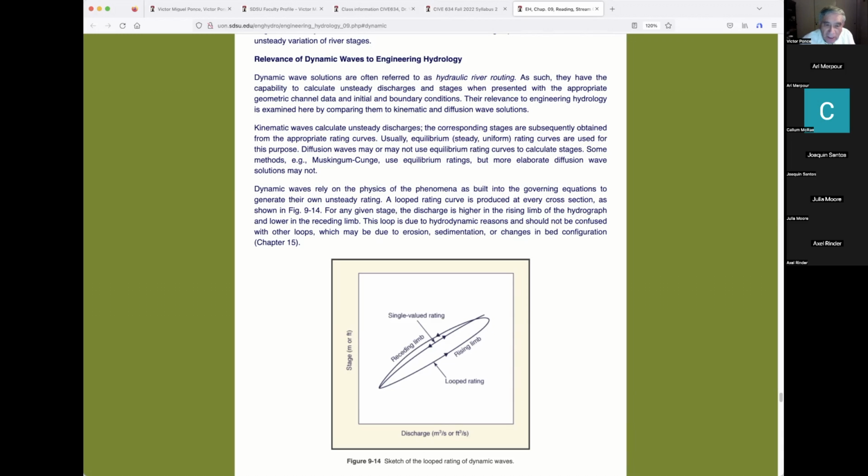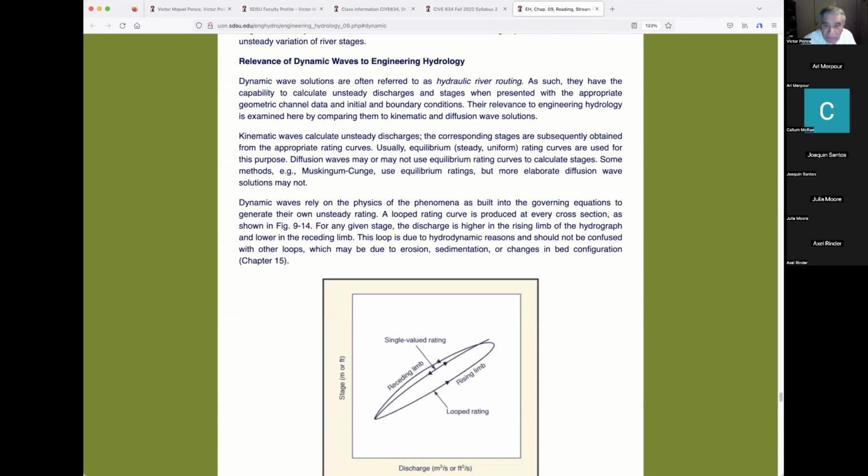Finally, the dynamic waves rely on the physics of the phenomena as built into the governing equations. A loop rating is produced at every cross-section. For any given stage, the discharge is higher in the rising limb and lower in the receding limb over here. The rising limb is over here, the receding limb. The discharge for any given stage is higher in the rising limb than in the receding limb.